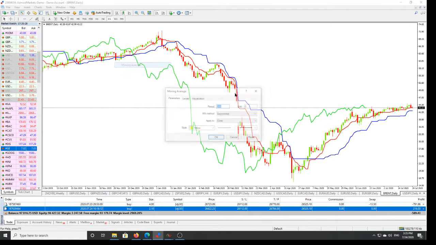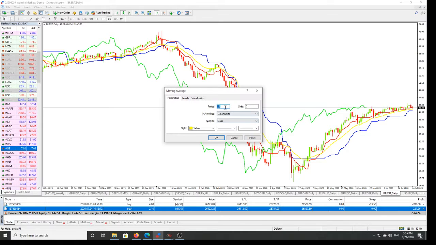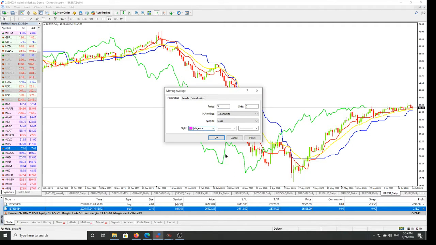I would like to combine this with the 18-day, let me make it yellow here, and then the 9-day moving average, which we've talked about already, and let me look for another color, purple here.